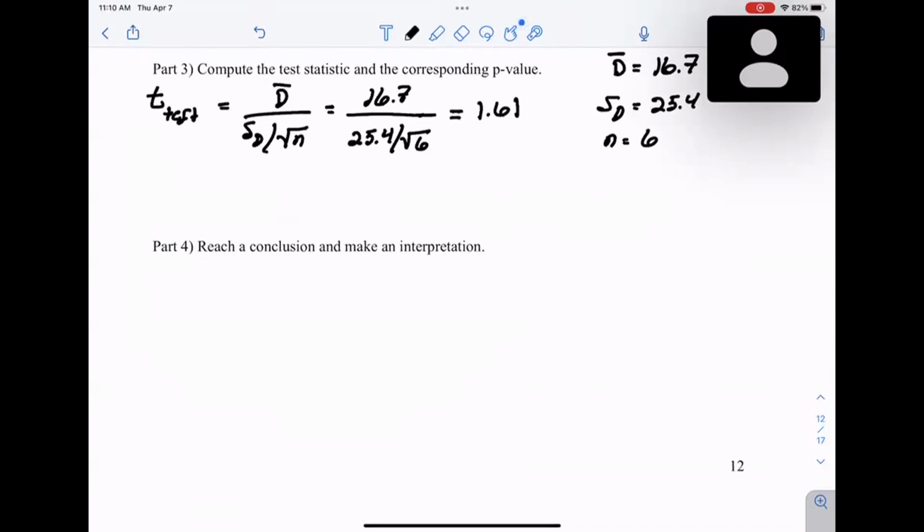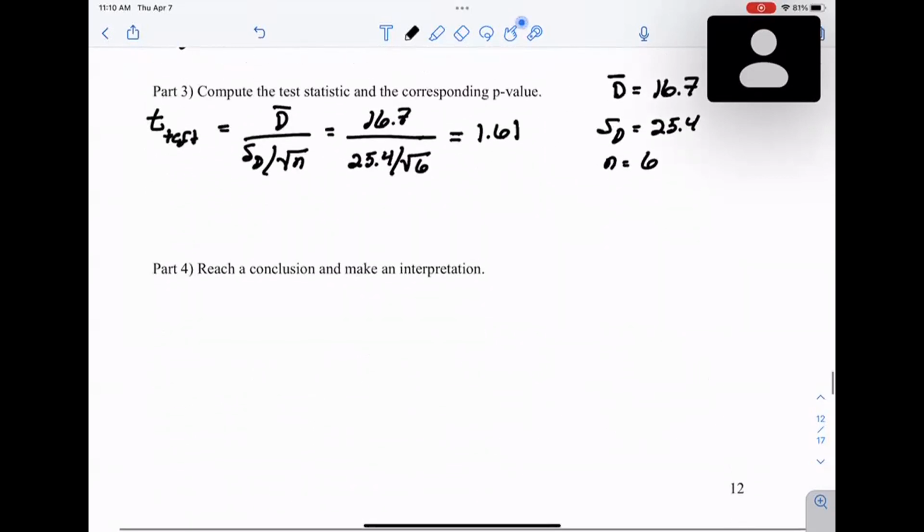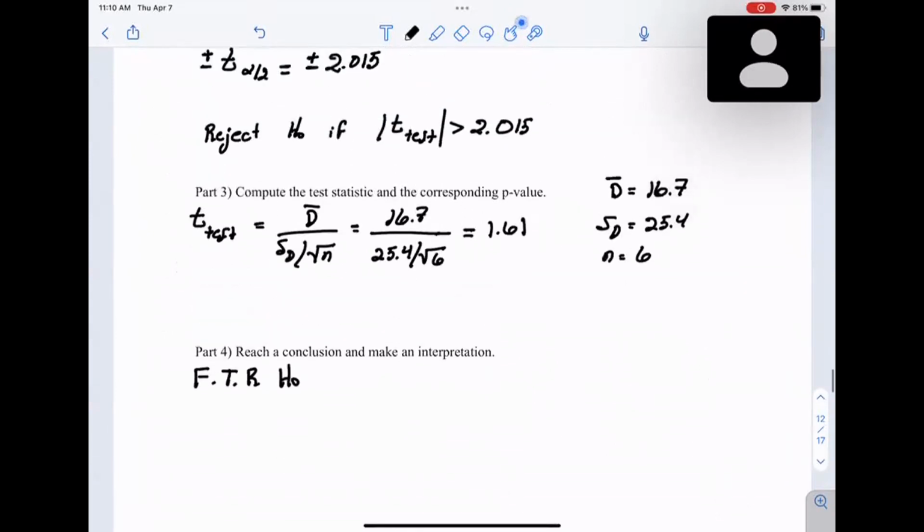Part 4, reach a conclusion and make an interpretation. What is your conclusion based on this t-test statistic and comparing it to the critical values? Yeah, so fail to reject the null hypothesis. So fail to reject the null hypothesis because this t-test you computed is 1.61.